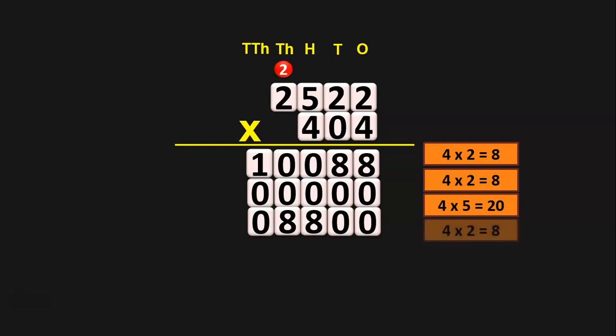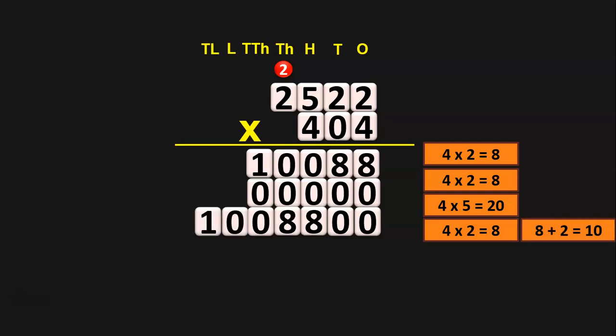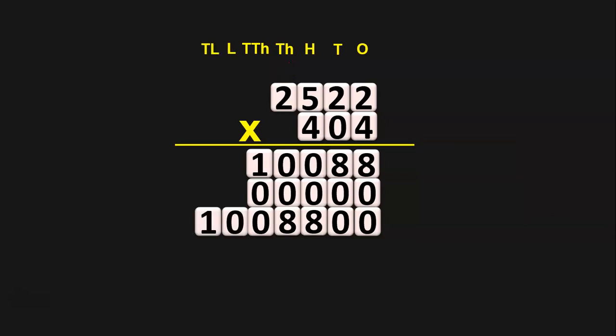Next, you'll have to multiply 4 into 2, which is 8. 8 plus 2 is 10. So 0 will be in the lakhs place and the 1 will move to the 10 lakhs place. Now remove all the calculations. Next step, what we have to do is add all the three products.